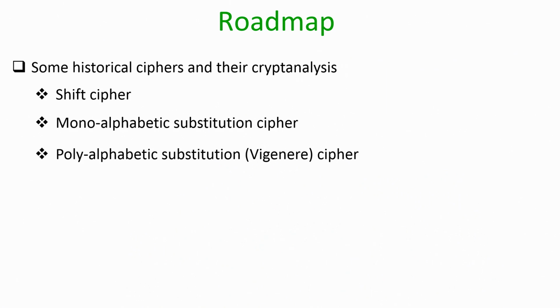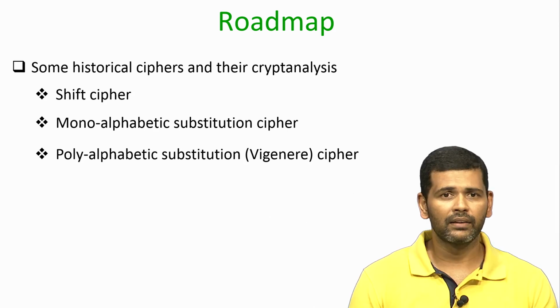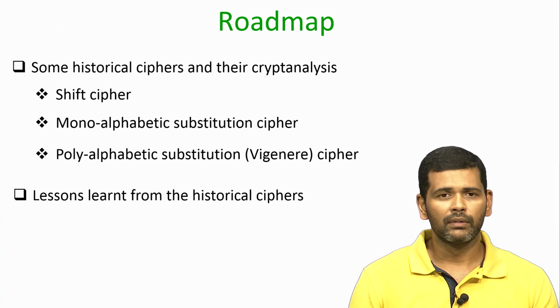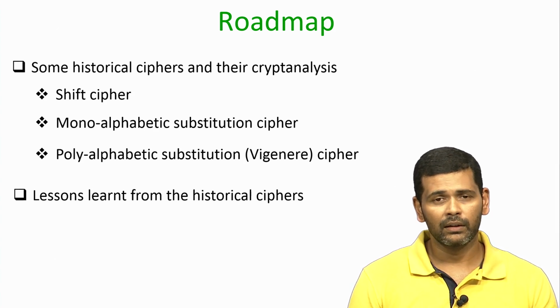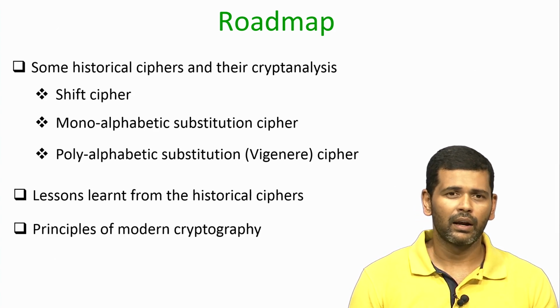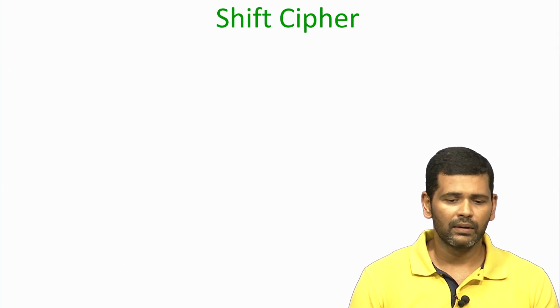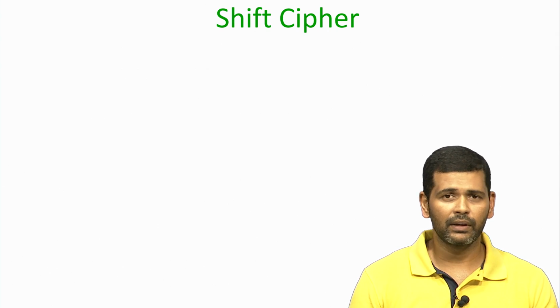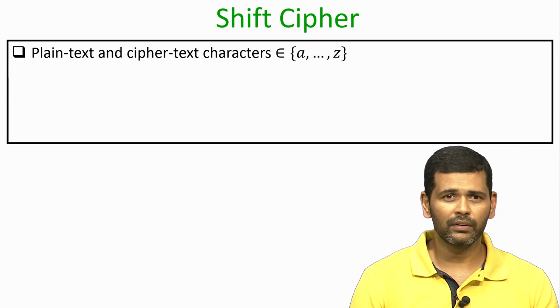The plan for this lecture is as follows. In this lecture we will discuss some of the historical ciphers such as shift cipher, mono-alphabetic substitution cipher and polyalphabetic substitution cipher, and we will see their cryptanalysis, namely we will see how badly these ciphers were broken. We will see the lessons that we learned from these historical ciphers, and finally we will discuss the principles of modern cryptography.